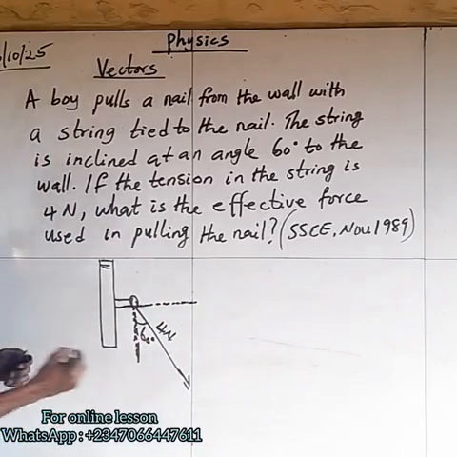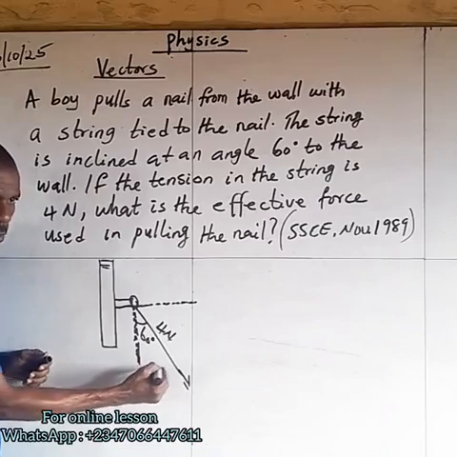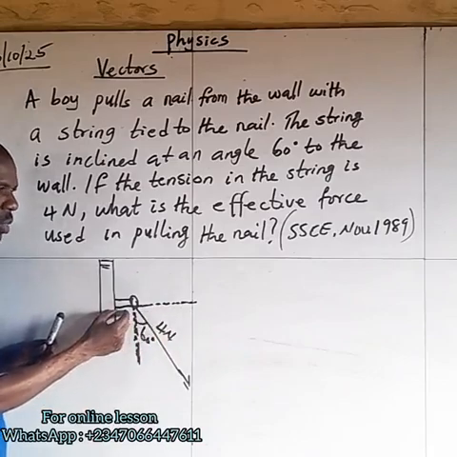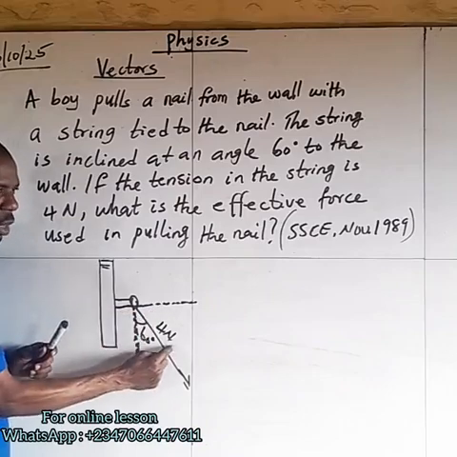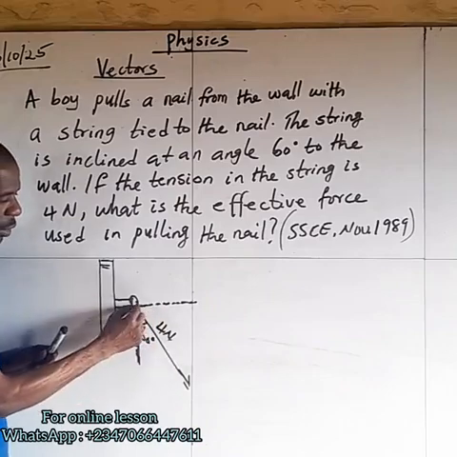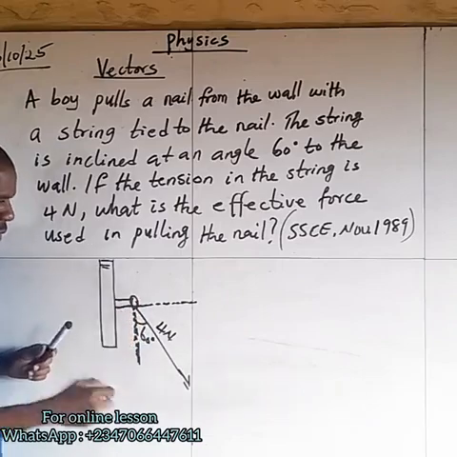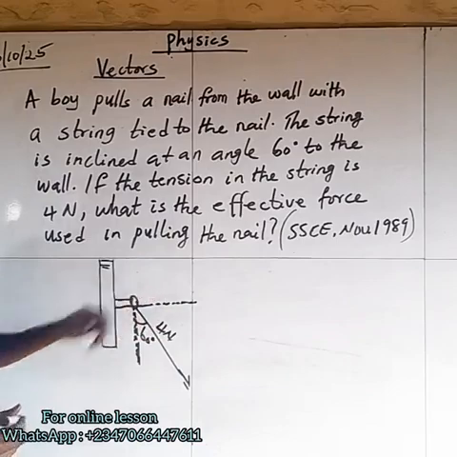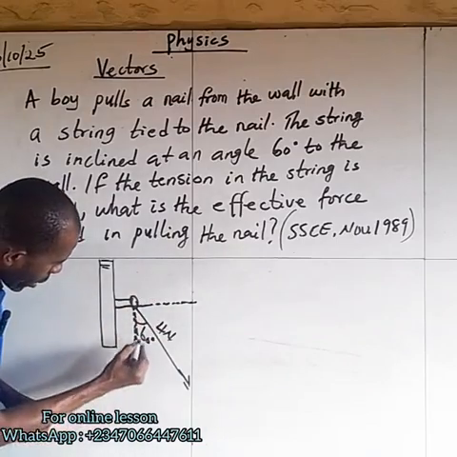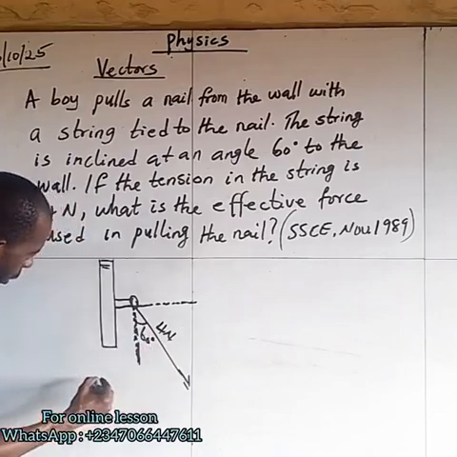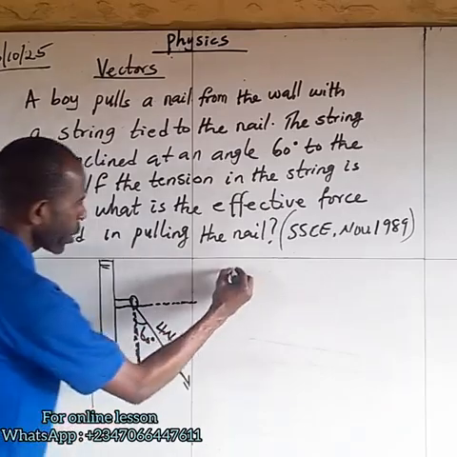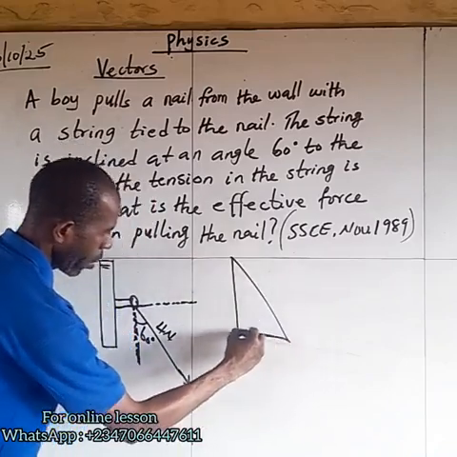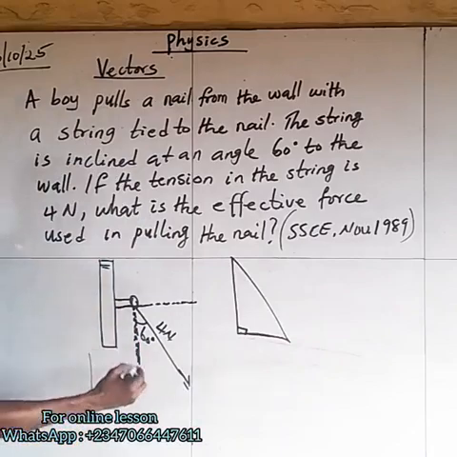So from here we have been able to form a right angle triangle. For us to get the force that pulls out this nail, it will be the horizontal component of this tension, because this is the string that is tied on the head of the nail, pulling it out. So this effective force is the horizontal component. How do we get that horizontal component? If we decide to bring out that triangle, this is how the right angle triangle will look like. And the horizontal component is supposed to be here.